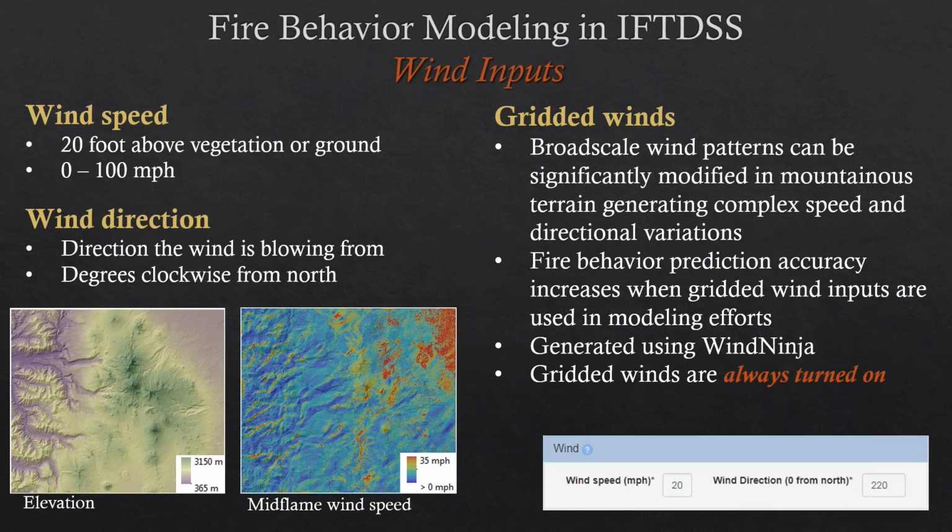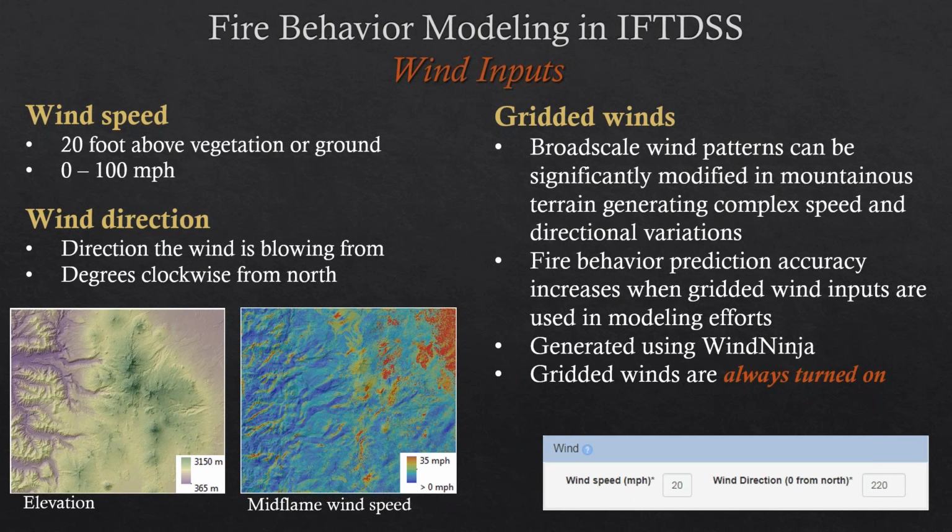So for the fire model inputs for the behavior side, we'll talk a little bit about the different components. There are 3 categories. The first is wind. For wind, you need to be able to put in your wind speed, and this is your 20-foot wind speed, either above the vegetation or ground. If you have vegetation, it's above vegetation. If it's bare ground, it's 20 feet above ground. We have a couple of limitations and parameters on the different values. The wind speed you can enter is from 0 to 100 miles per hour.